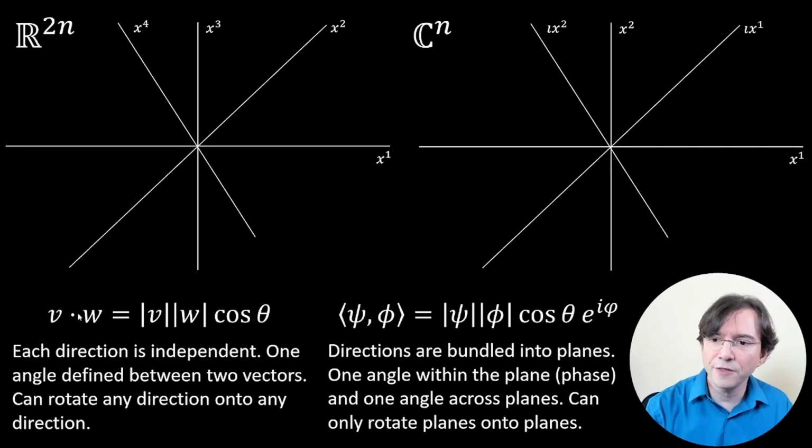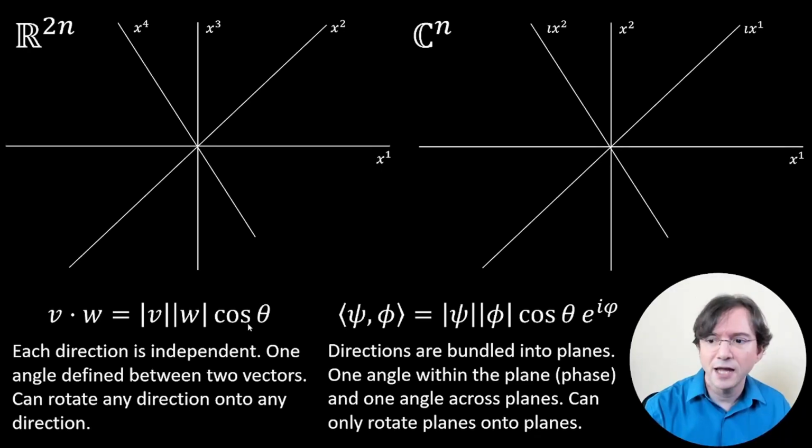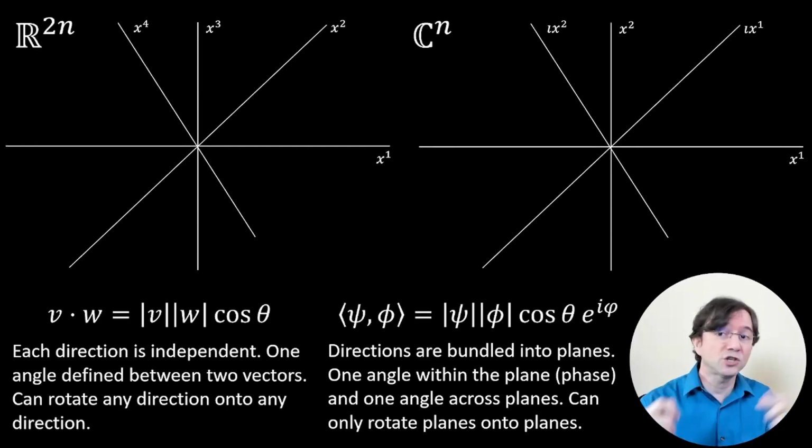And the inner product, the scalar product, defines one angle and only one angle between two vectors, right? So this is how it works. Very simple. Each direction is its own direction.